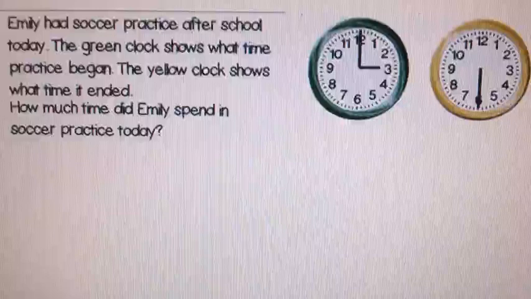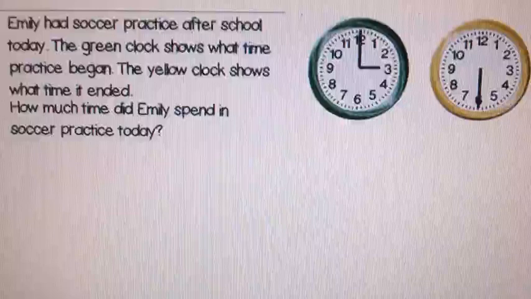Hi, this question is on elapsed time. Elapsed time tells us how much time has passed from the start to the end of the event. First step, let me read the question.